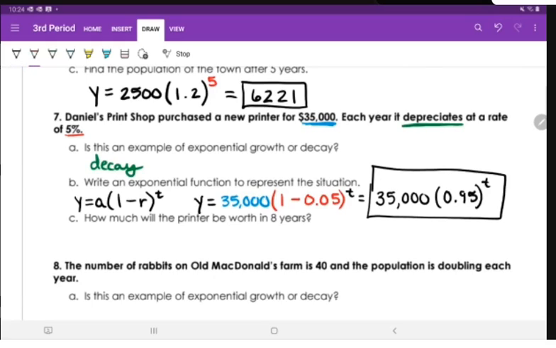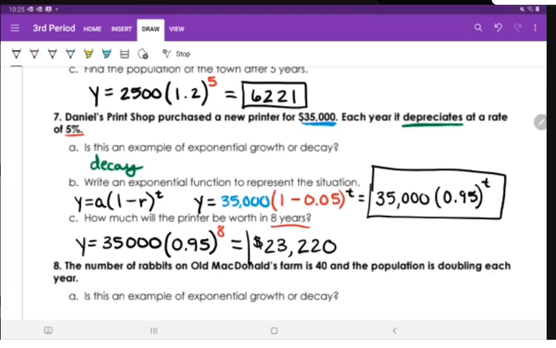Part C is just asking us to plug in the number 8 for t. So into our calculators, we'll type 35,000 parentheses 0.95 close parentheses to the power of 8. And when I do that, I get 23,219.7. Okay, I'll do 220. We'll round it up a little bit. 23,220-ish. That's how much our printer will be worth after 8 years of depreciation.